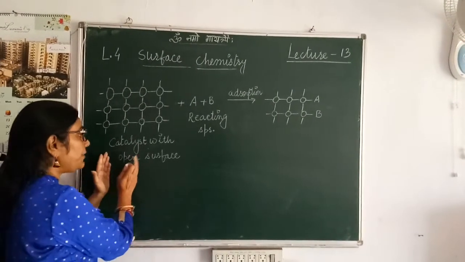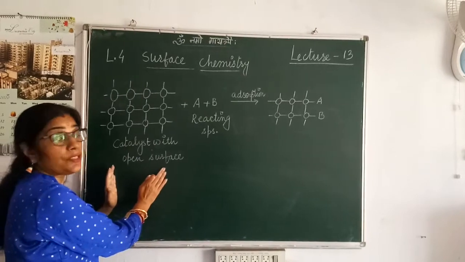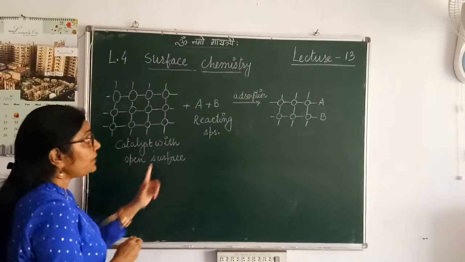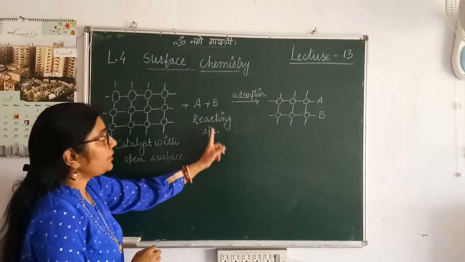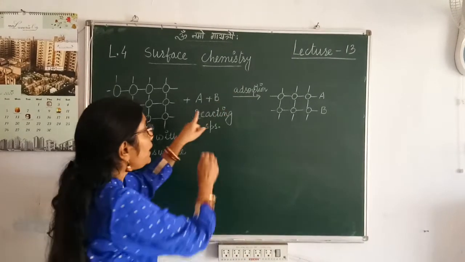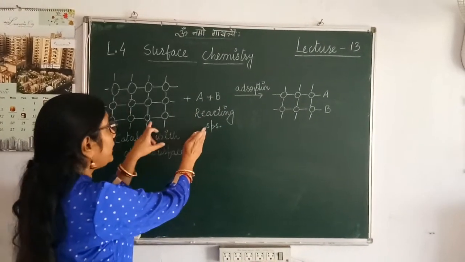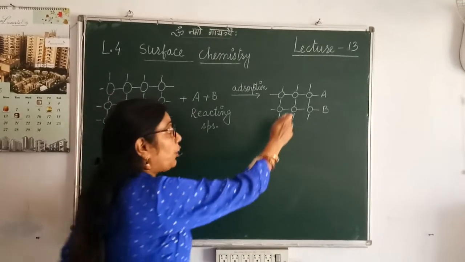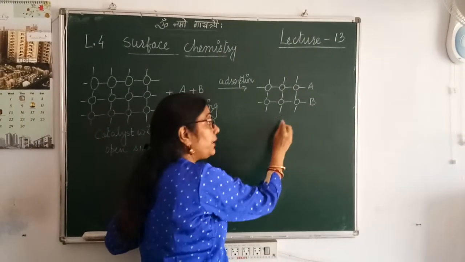This is the catalyst with its open surface. Catalysts are porous, they have an open surface. A and B are the reactants, the reacting species. And when these reacting species come in contact, the catalyst adsorbs them. What happens now? They are adsorbed over here.